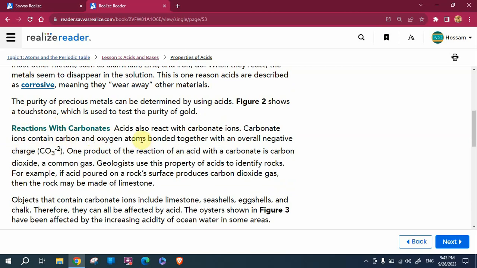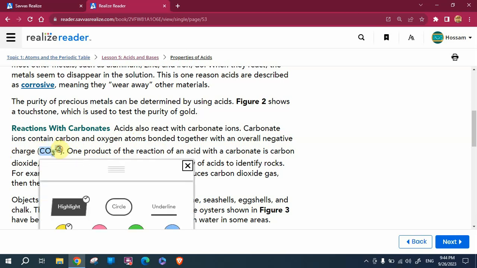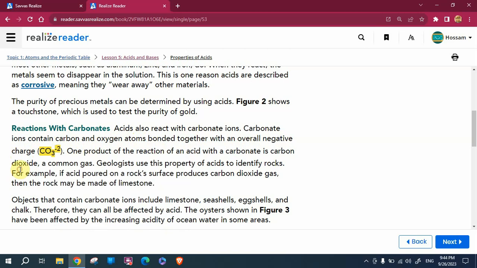Reactions with carbonates. Acids also react with carbonate ions. Carbonate ions contain carbon and oxygen atoms bonded together with an overall negative charge, so it is CO3 and its charge is negative 2. And this is called a polyatomic ion because it consists of a group of atoms linked together, and they behave like one atom and have their own charge.